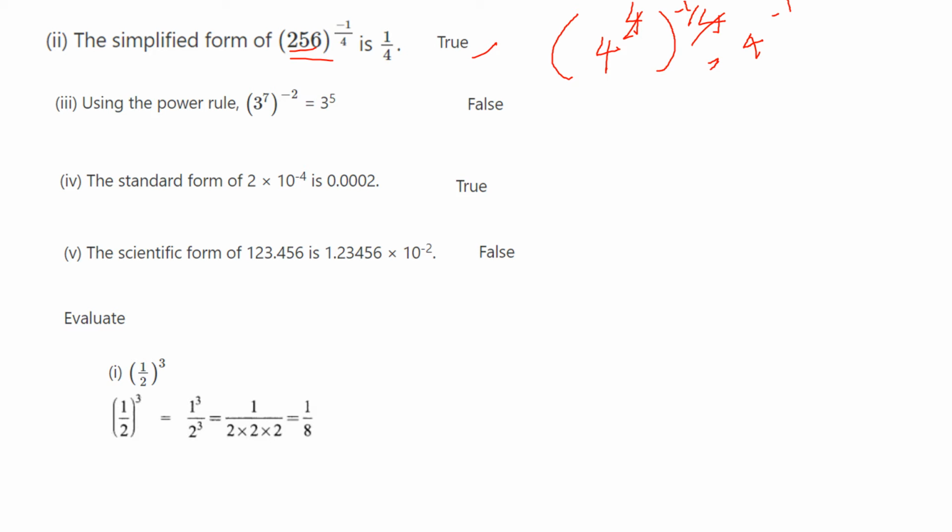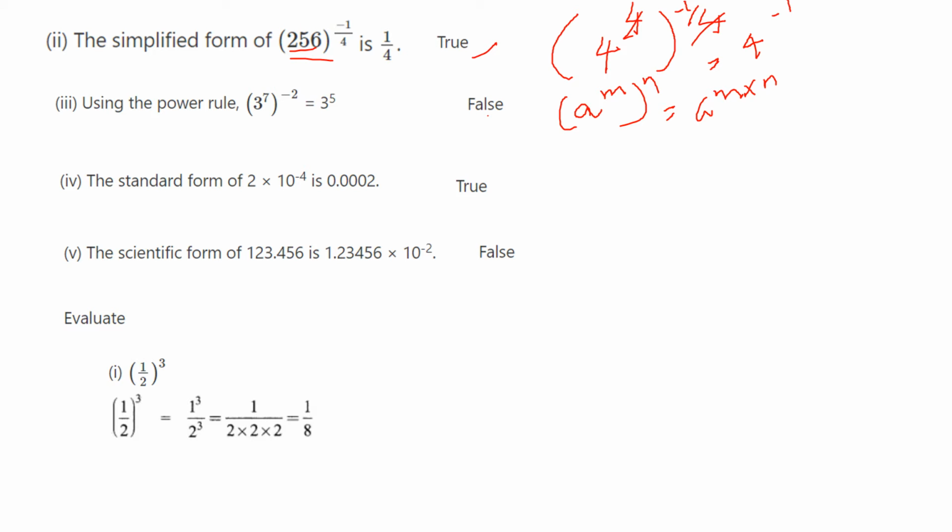Next question, 3 to the power 7 whole to the power minus 2. First we can check it. A to the power m whole to the power n is a to the power m into n only. Here 7 into minus 2 means minus 14 only. That is 3 to the power minus 14, but here given 5, that is false.